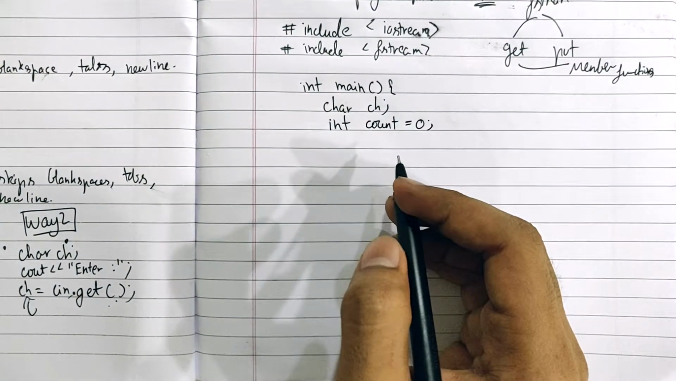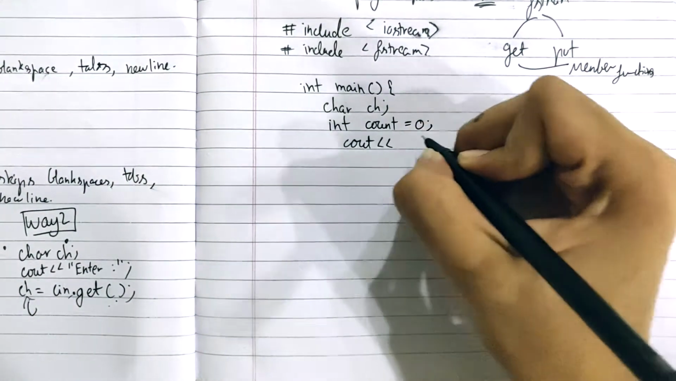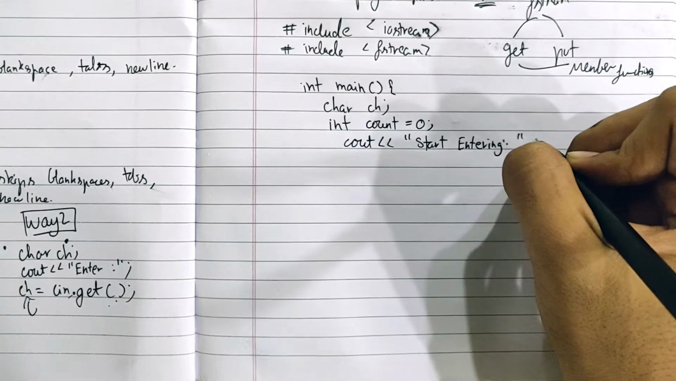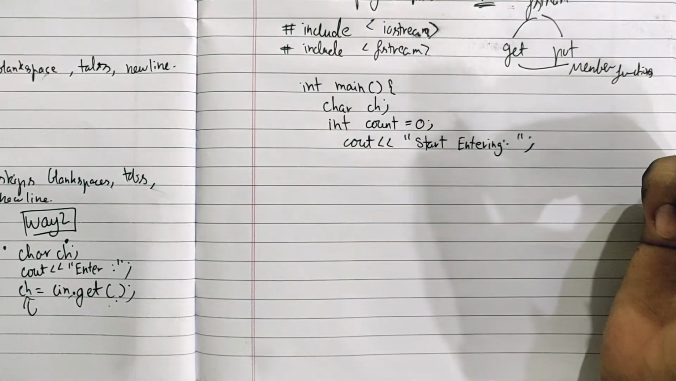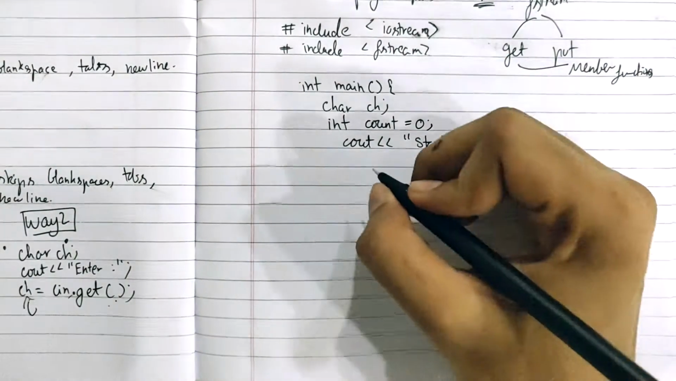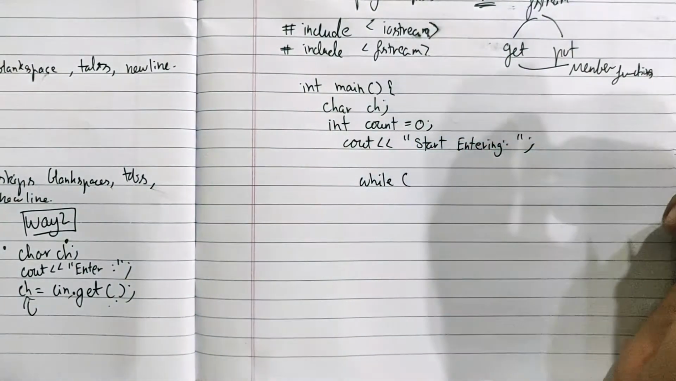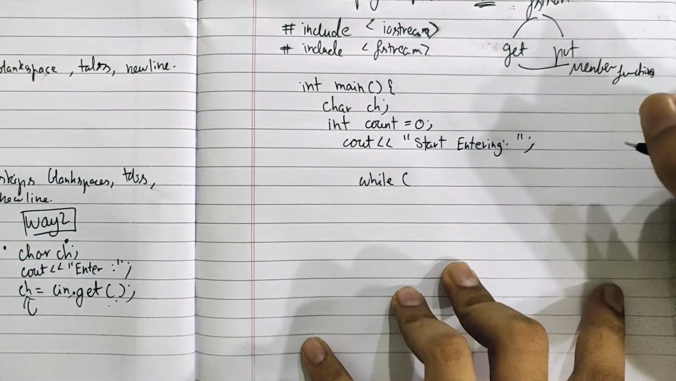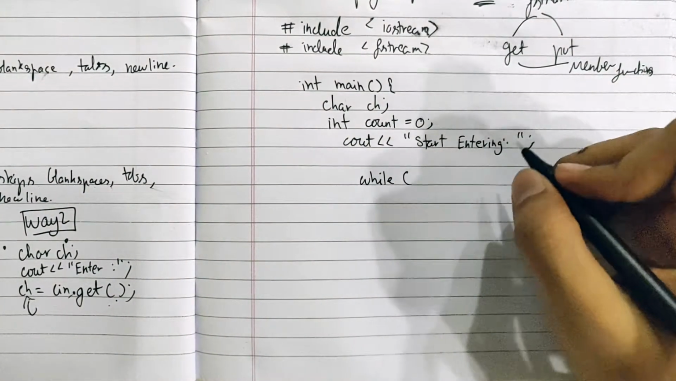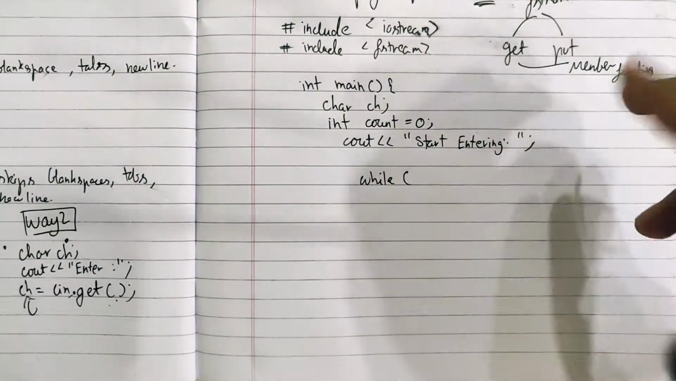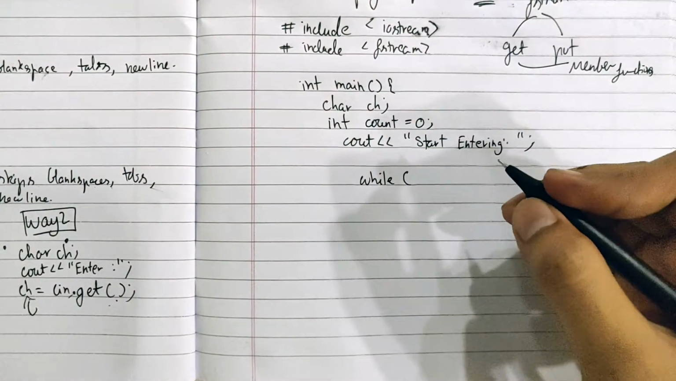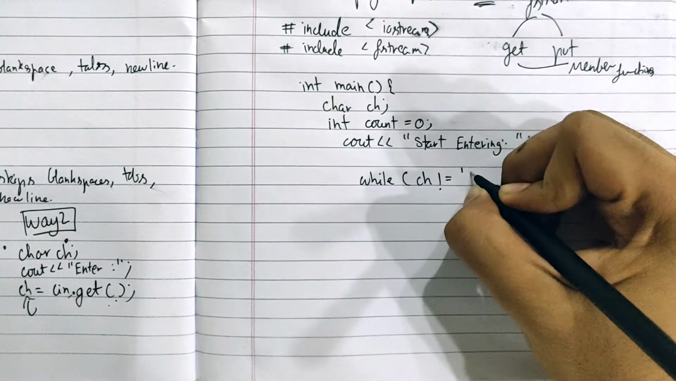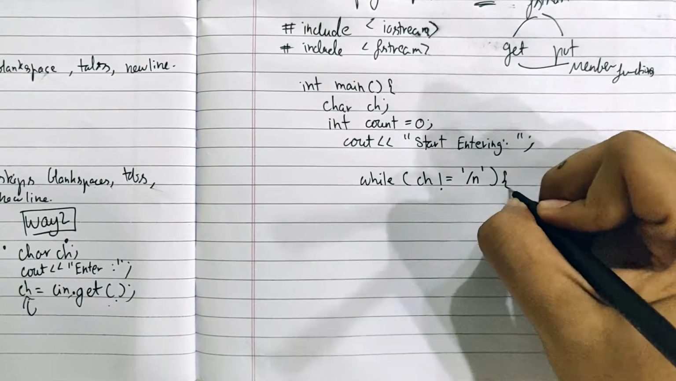Okay. So now we give a display statement, cout start entering. Cool. So now you can enter values. So now we require a loop because we need to keep taking values. Now pay attention to this. How do we stop the loop, right? We want to stop the loop when someone presses enter as in next line. Okay, so how does that work? So we simply write while character is not equal to '\n' in single quotes, continue doing the further things.